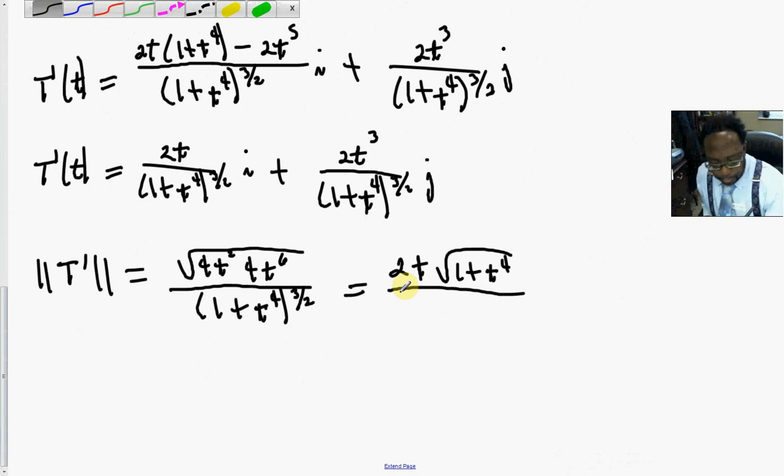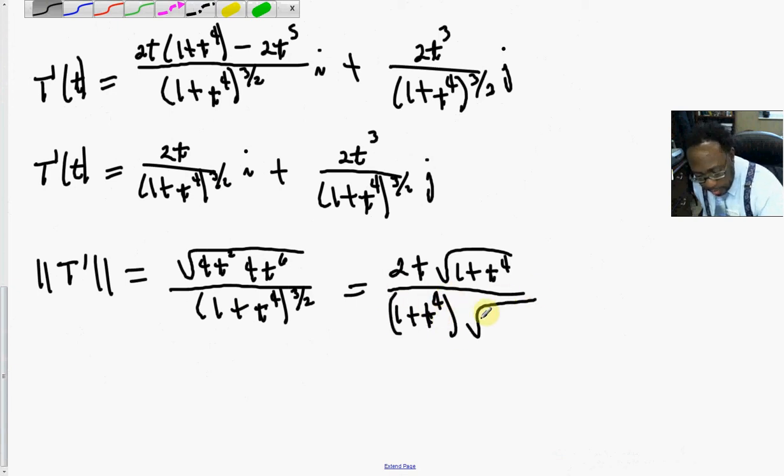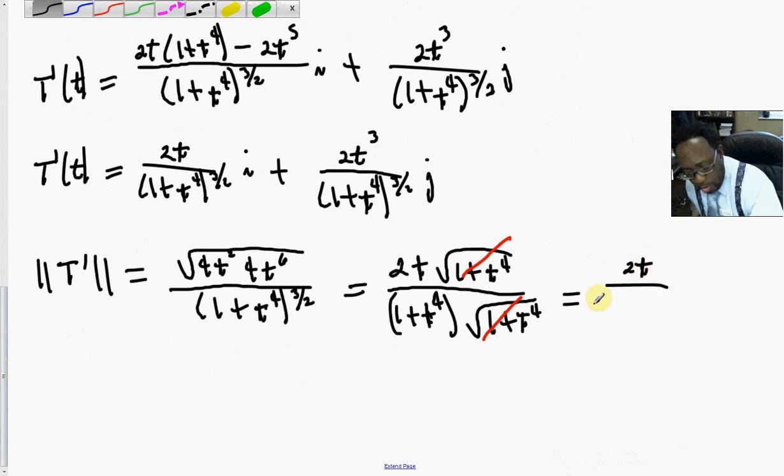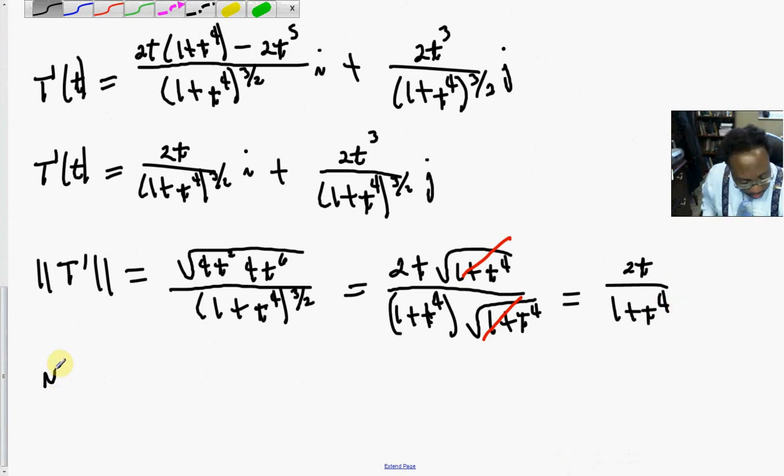All over, look at that. This is 1 plus t to the 4th times the square root of 1 plus t to the 4th. So the norm of T prime is simply 2t all over 1 plus t to the 4th. So now we found that normal vector.